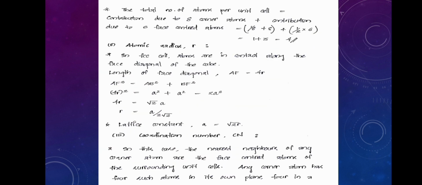To find the atomic radius, let's see the length of the face diagonal AF is equal to 4r. So 4r is equal to root 2 into a. Here r is equal to a divided by 2 root 2, and the lattice constant a can be found as a is equal to 2 root 2 r. The coordination number of the face-centered cubic structure is taken as 12, as the coordination number is defined as the number of nearest neighbors surrounding an atom. Here there are 12 atoms present.